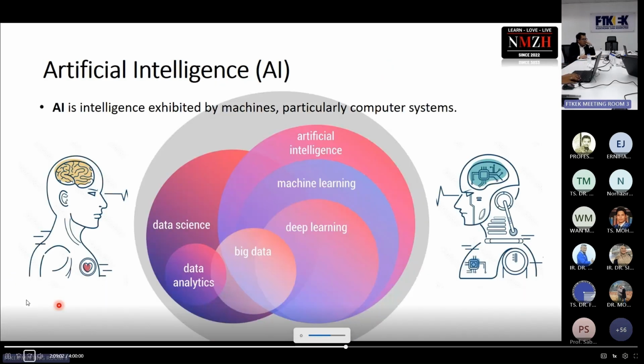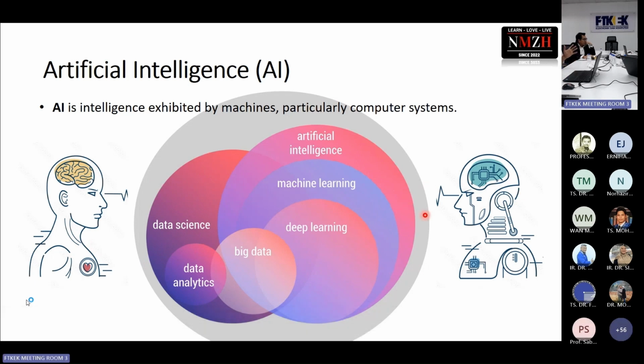Speaking of AI, artificial intelligence, I think every one of us knows about this connection between the human on the left and the robot on the right. Under the big roof of AI, we have things related to machine learning, deep learning, big data, data science and data analytics. The important point here is that AI does not belong to one particular field. AI belongs to every one of us.